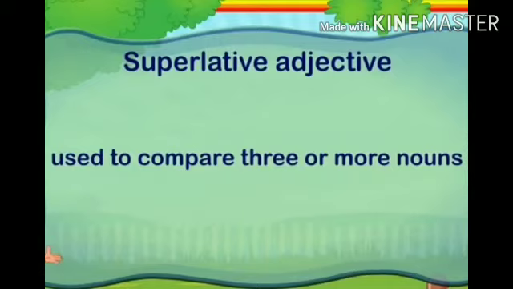Now let us understand what is a superlative adjective. A superlative adjective is used to compare 3 or more nouns. It means when a comparison was made between two, it was known as comparative. Now, when a comparison is made between more than two things, it is known as the superlative degree of adjective.